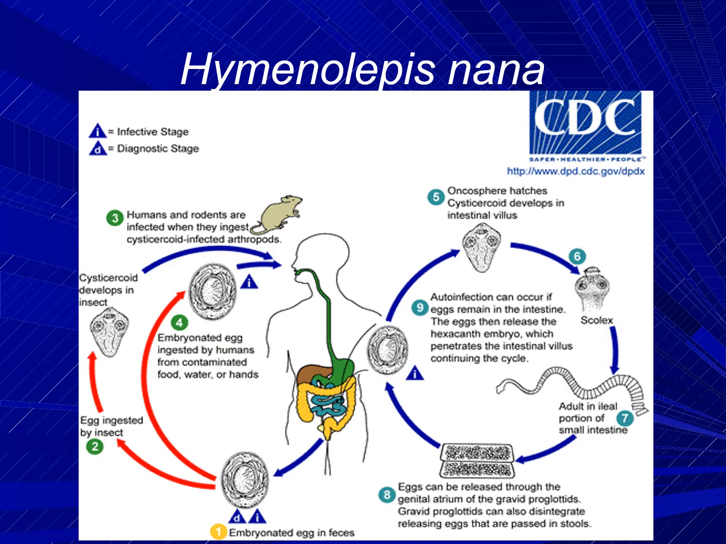This is the life cycle sketch diagram of the Hymenolepis nana. Both the adult and the eggs are shown to exist in the man. Humans and rodents are infected when they ingest cysticercoid infected arthropod. Apart from the man, this cycle runs in the rats also.